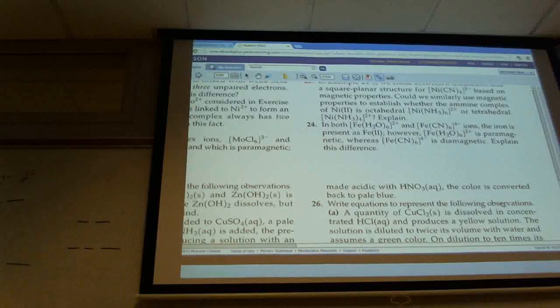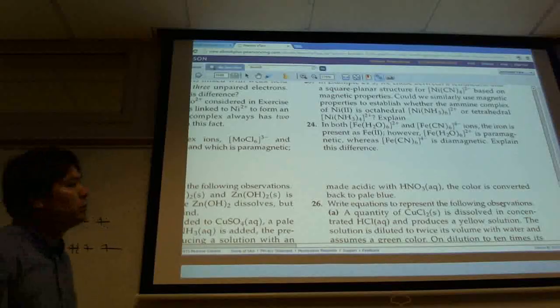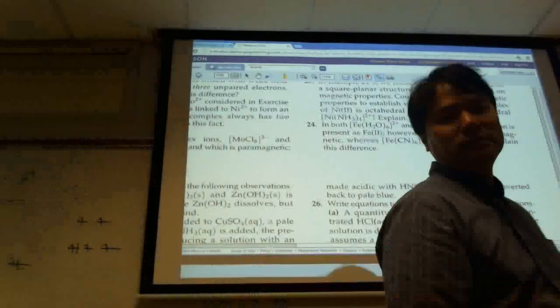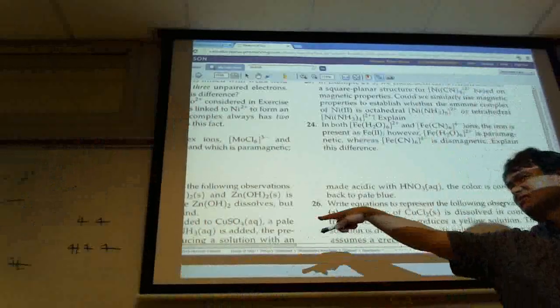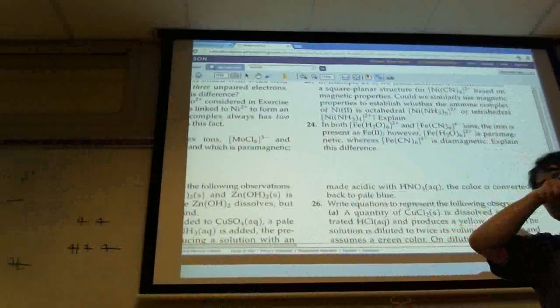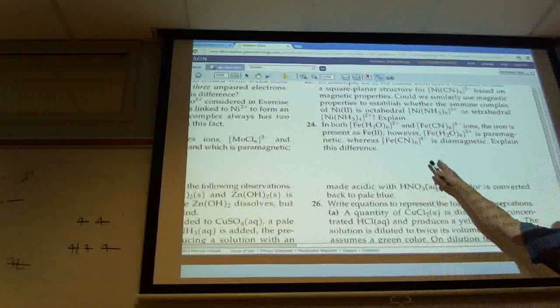We've got 6 electrons. 1, 2, 3. Strong means low spin: 4, 5, 6. Weak means high spin: 1, 2, 3, 4, 5, 6. Which one is paramagnetic? The hexaaqua. Which one's diamagnetic? The hexacyano.